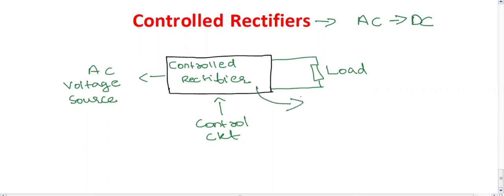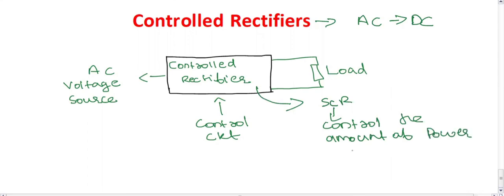Since you already studied, you know that a controlled rectifier can use an SCR, thyristor, MOSFET, GTO, or IGBT. All these things we use as a switch. It will serve the same purpose as a diode, but at the same time, it can control the amount of power fed to the load.